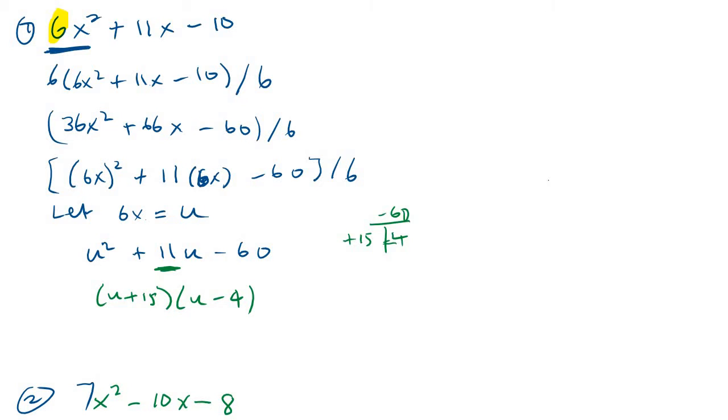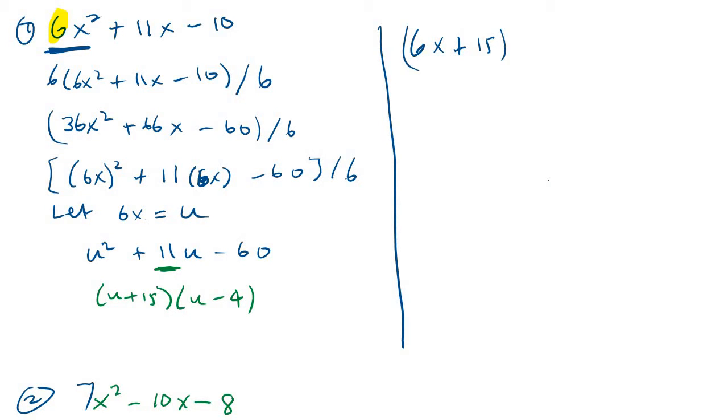All right, remember we're not done. We're just doing the u substitution now. So we're going to go back and rewrite this with 6x. Let's go to the other side. We're going to replace the u with 6x. So it'll be 6x plus 15, and then 6x minus 4.